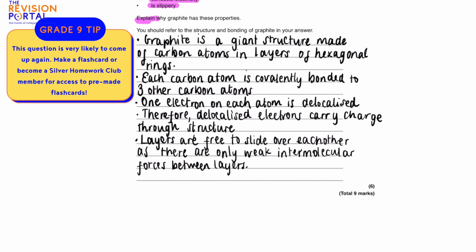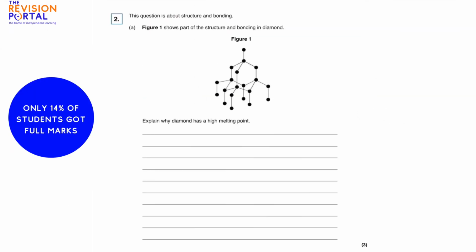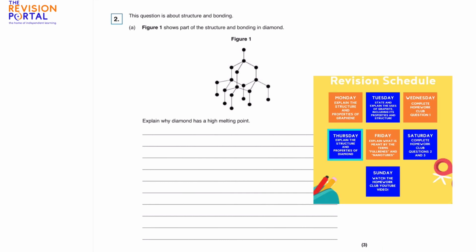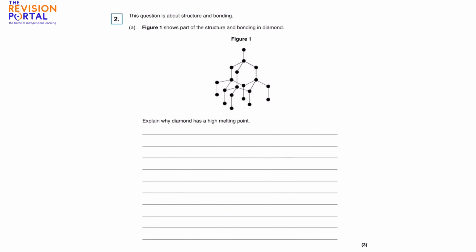Okay, now let's tackle the next question. Only 14% of students got full marks for this 3-mark question. Let's see how you do it. If you completed day 4 of the weekly revision schedule, then again, this question should be easy peasy for you.